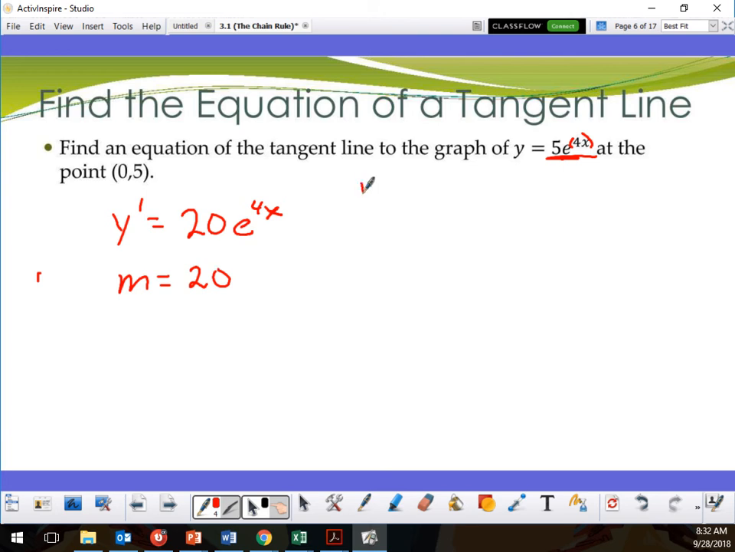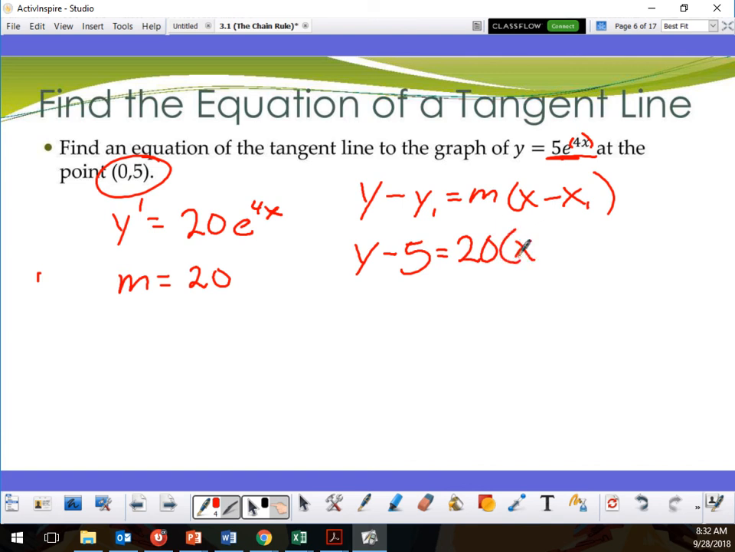So my formula, y minus y1 equals m quantity x minus x1. So I'm going to have y minus, what is my y1 in this case? 5. Oh, wait. 20. 5. It's 5, remember? Remember, here's my points. So it's going to be 5, right? Equals m. We said m is the 20. Quantity x minus, what is the x? 0.